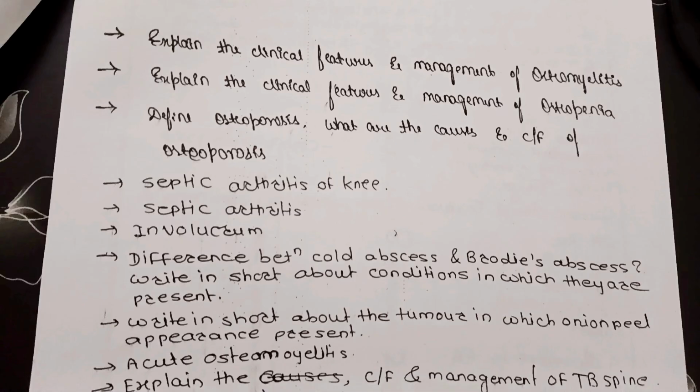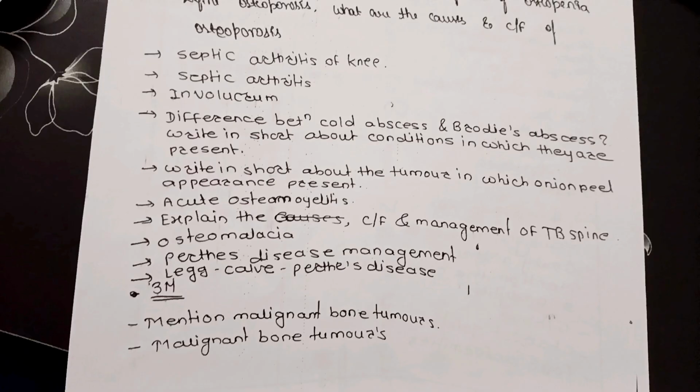Septic arthritis, involucrum, difference between cold abscess and Brody's abscess. And write in short about the conditions in which they are present. Write in short about the tumors in which onion peel appearance is present. Acute osteomyelitis. Explain the clinical features and management of TB of spine. Osteomalacia, Perthes disease and its management.